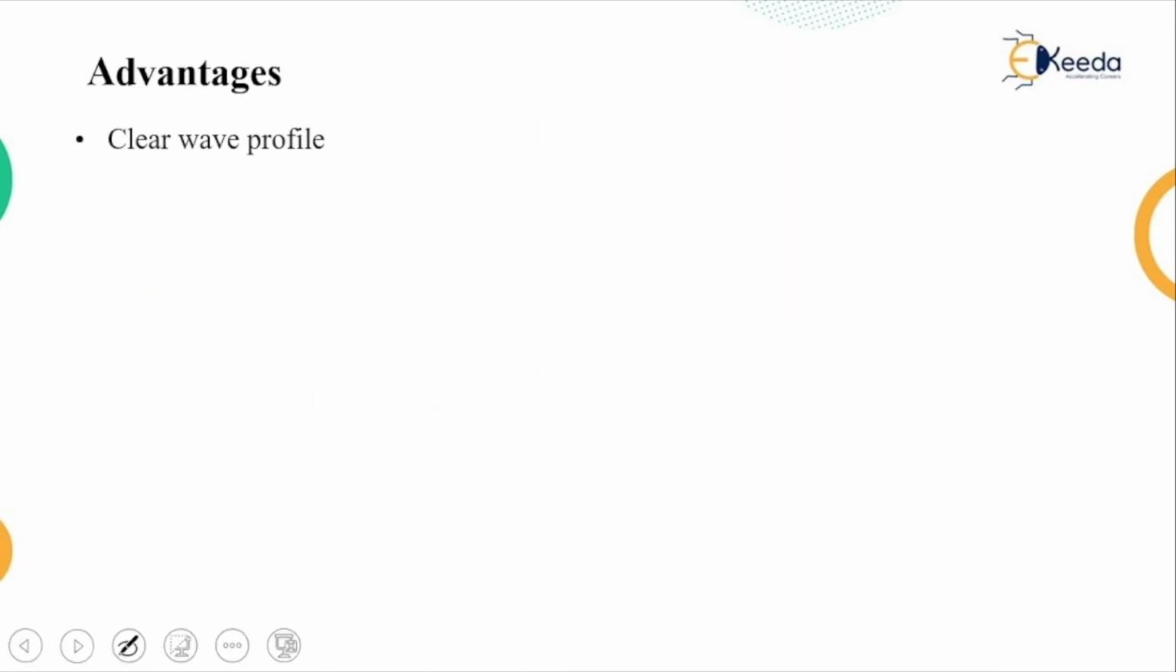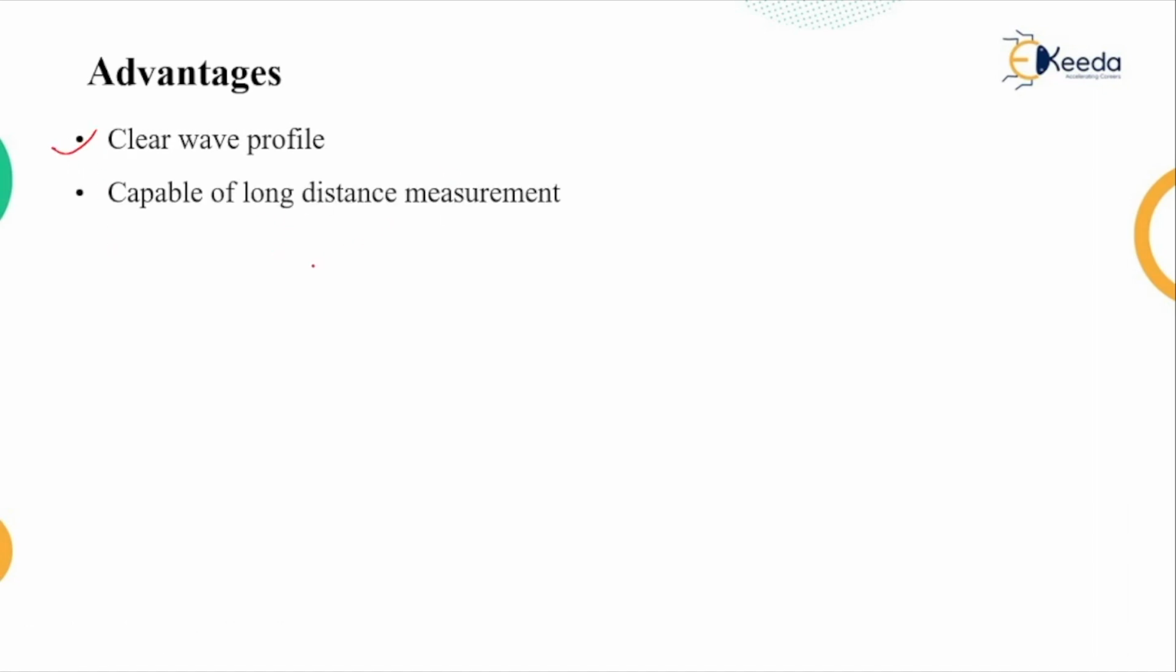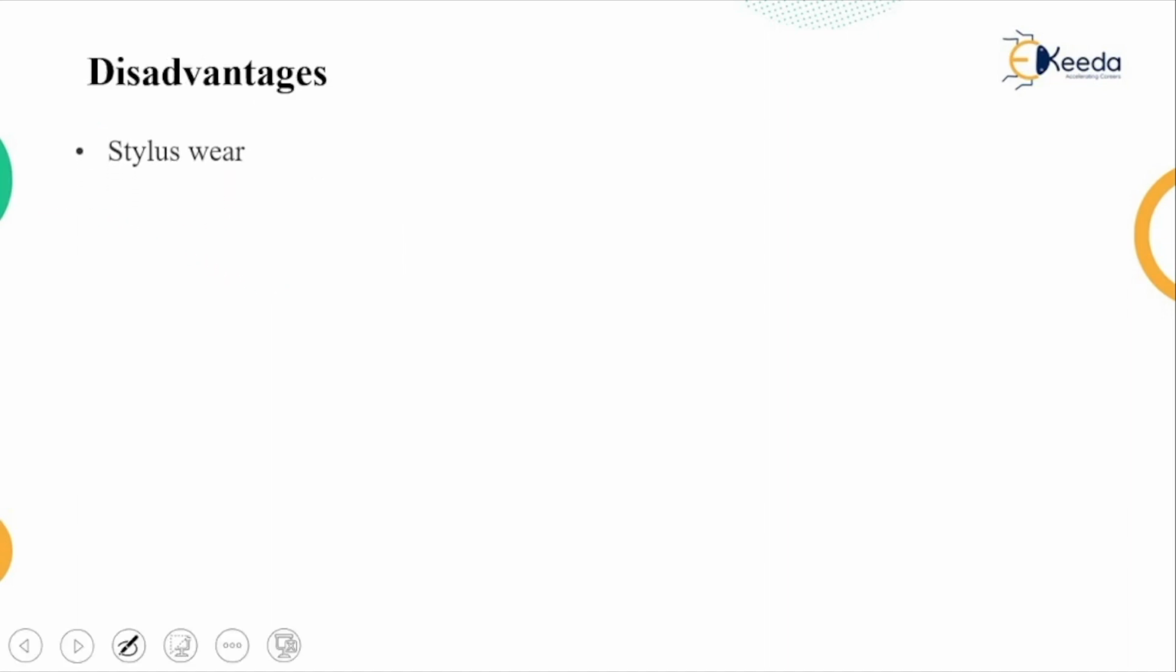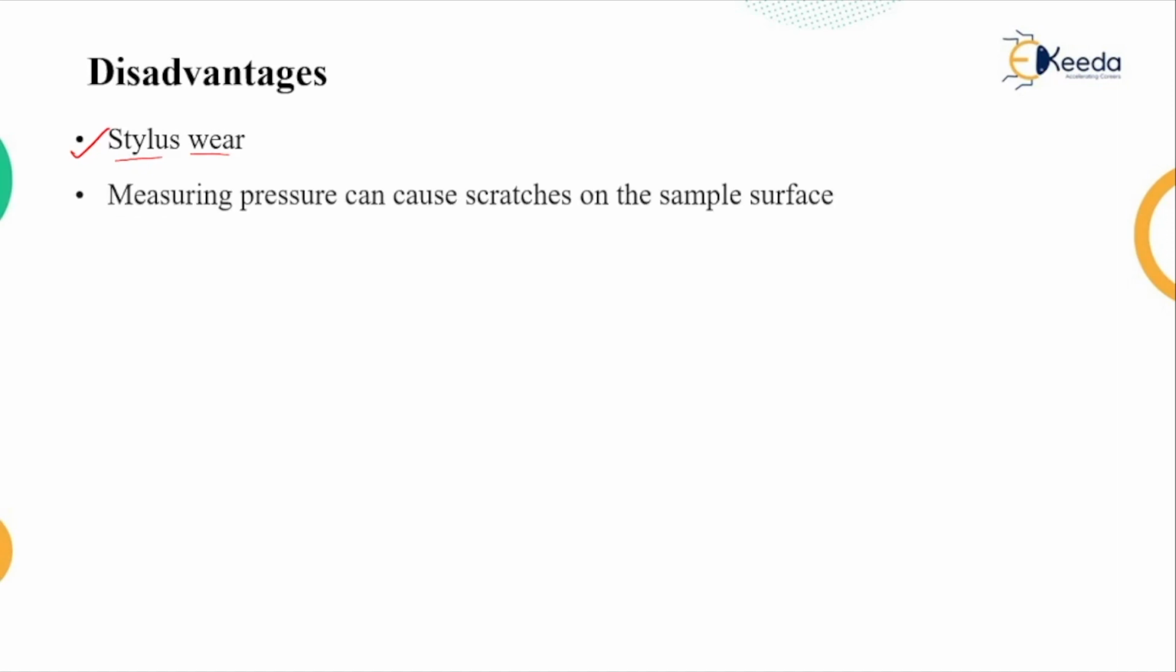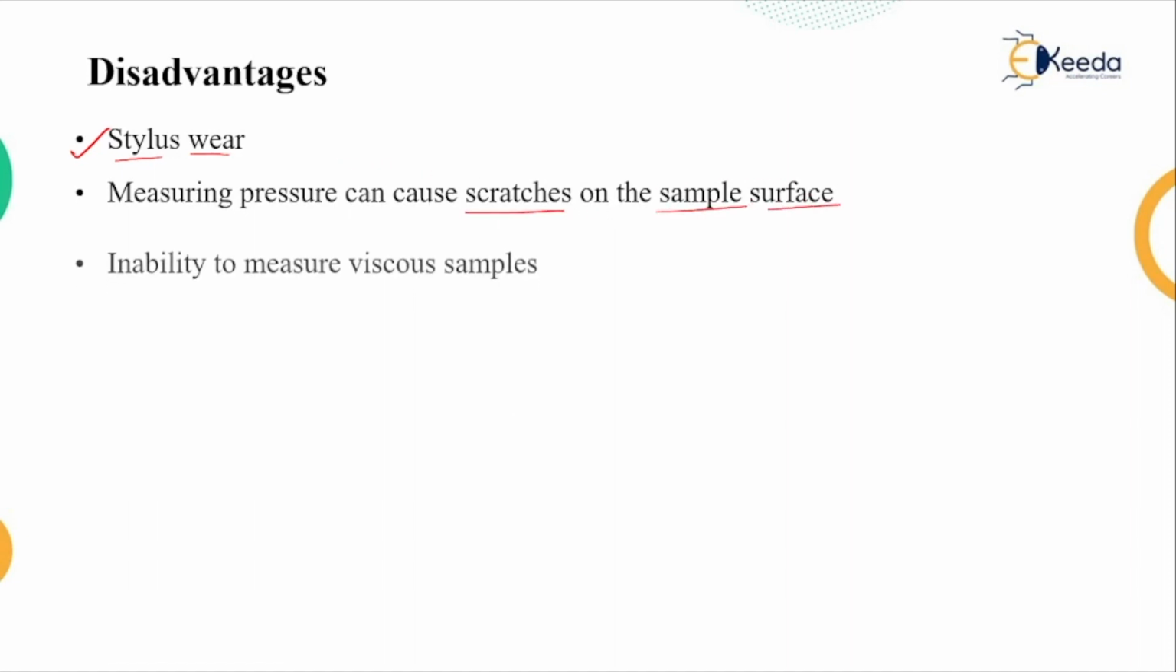What are the advantages of this contact type surface roughness tester? It gives us a clear wave profile, and it is capable of long distance measurement. Those are the advantages. The disadvantages: the stylus is subjected to wear, so after a few years of use there might be some error in the measurement, so we have to continuously calibrate and check it. The measuring pressure can cause scratches on the sample surface, which is a main disadvantage.